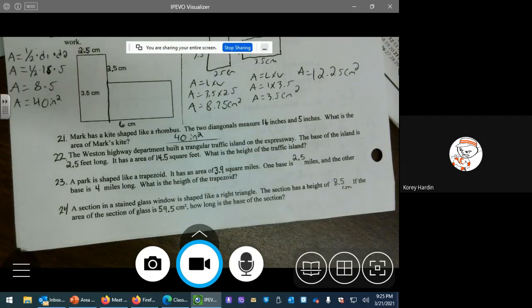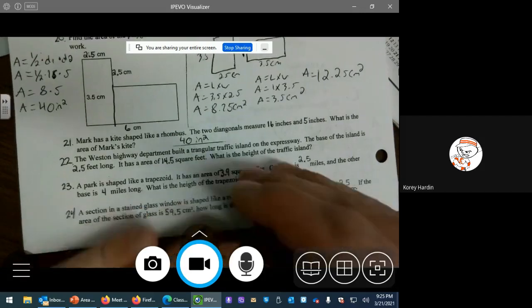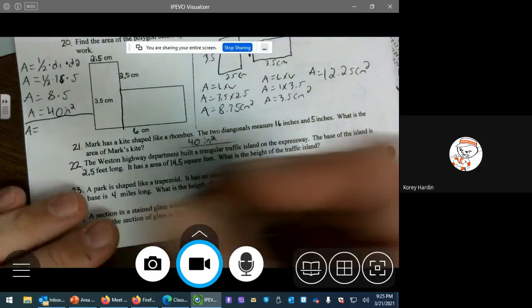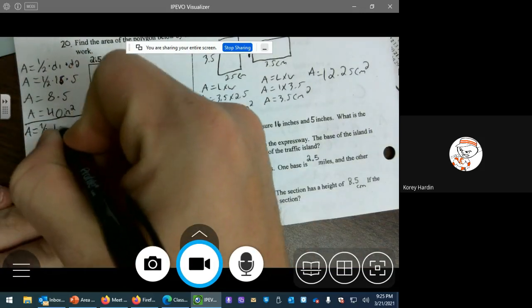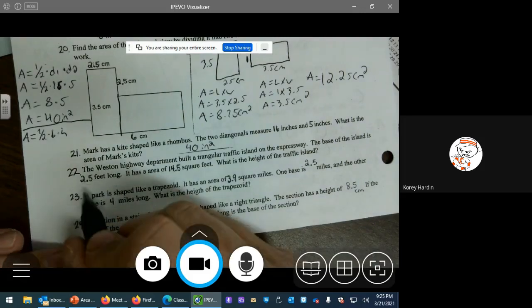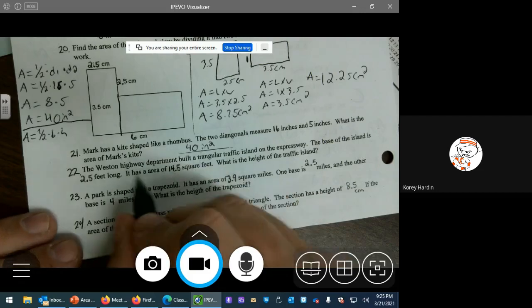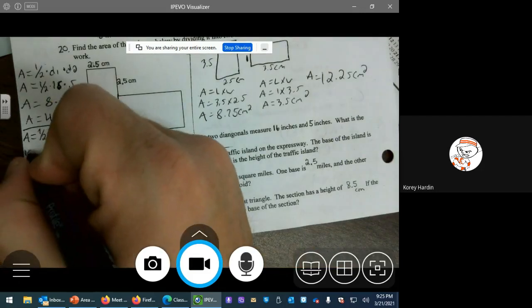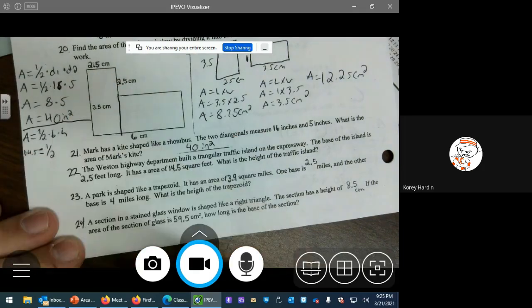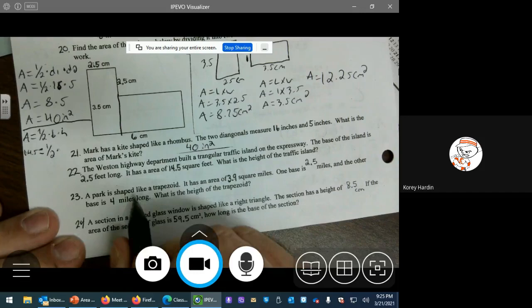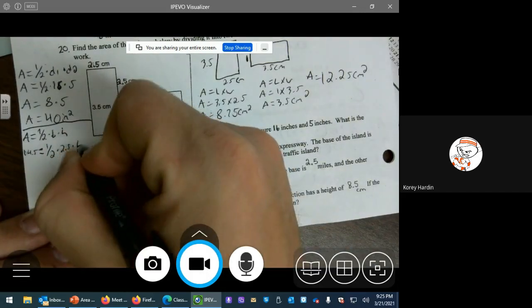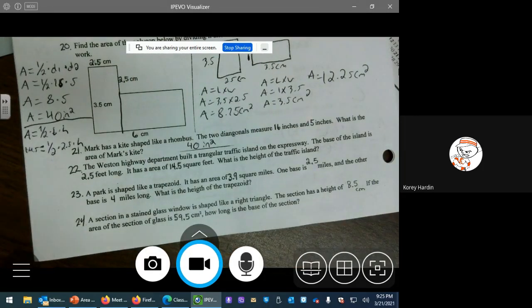So this is one where we're missing some information here, okay? We're going to have to write our formula first. So for 22, A equals, it's a triangle, so 1/2 times base times height, okay? So then I just fill in my information. The area is 14.5, and that equals 1/2 times the base, and then we don't have the height, so we've got h, okay?